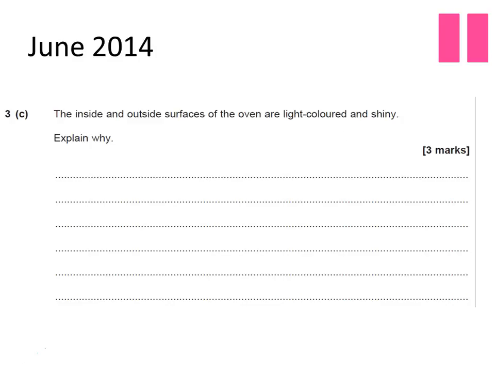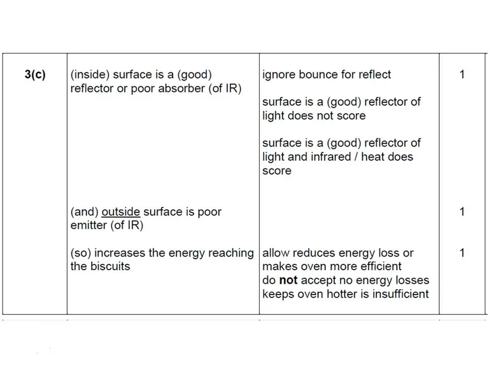So for this, you would need to say that light coloured or shiny surfaces are poor absorbers or good reflectors of infrared radiation for inside the oven, and outside the oven also it's a poor emitter of infrared radiation, and the overall effect of that would be that there'd be more energy reaching the biscuits so that they would cook faster. So you see here it says inside surface is a good reflector or poor absorber, either's fine, and outside is a poor emitter. So you're using both this time, but you're using them for two different points, and that would increase the energy reaching the actual biscuits.